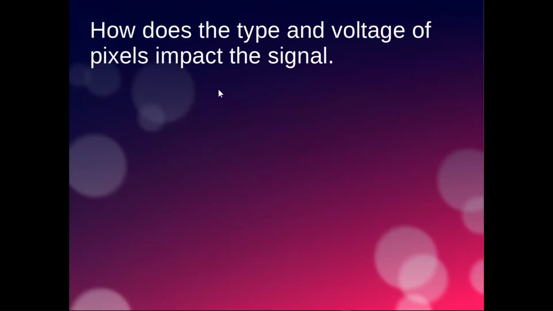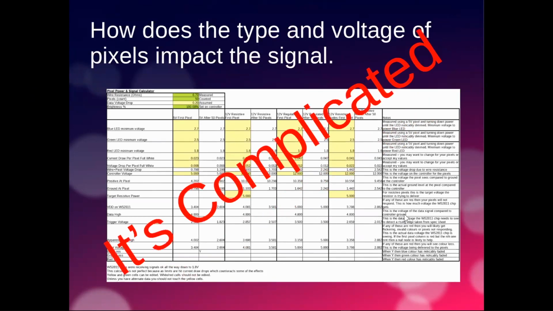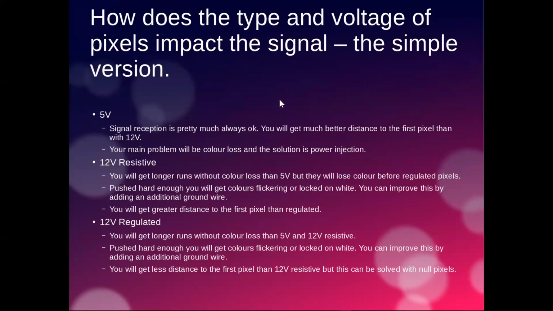So how does the type and voltage of pixels impact the signal? Well, I put this spreadsheet together for you, which will actually work it all out. But yeah, it's really complicated, and even this is a model, right? So it's not a perfect situation. So maybe what we should do is just boil it down into some simple rules.